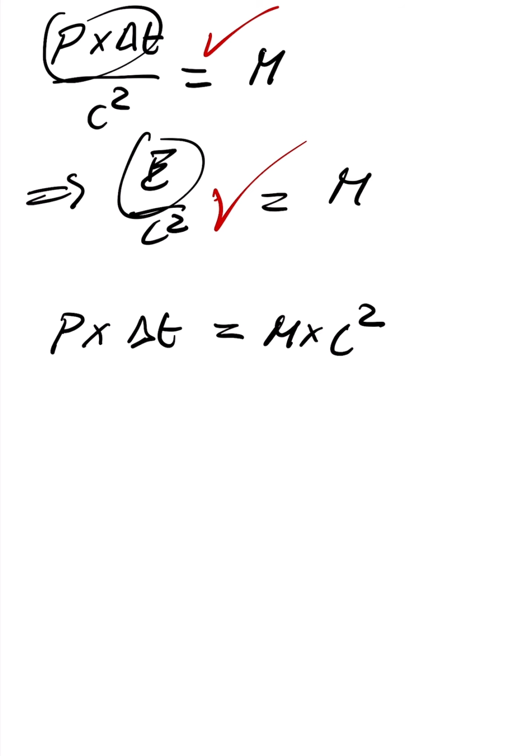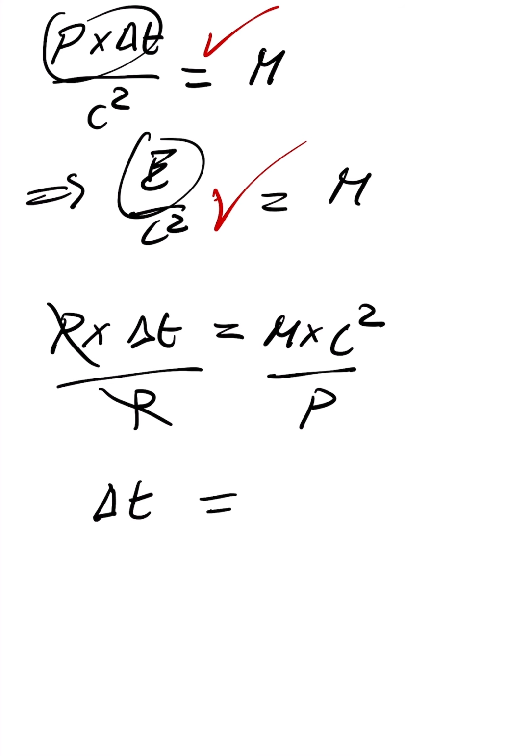So if I wanted to obtain time, what would I do? Like I said, we just have to divide by P on both sides, and P cancels out. When P cancels out, we have time is equal to mass times C squared over P.